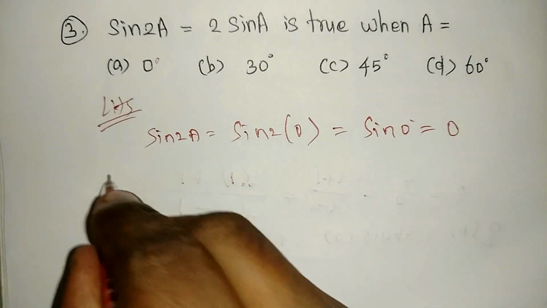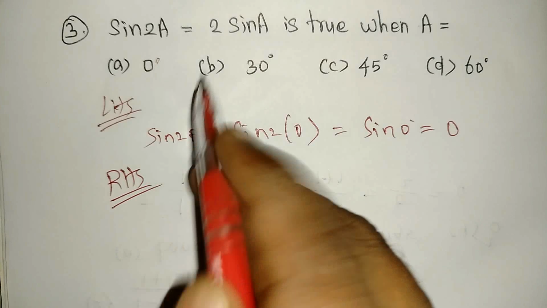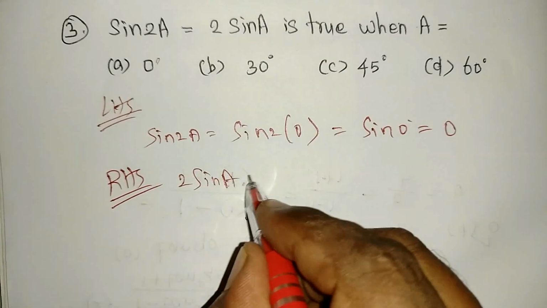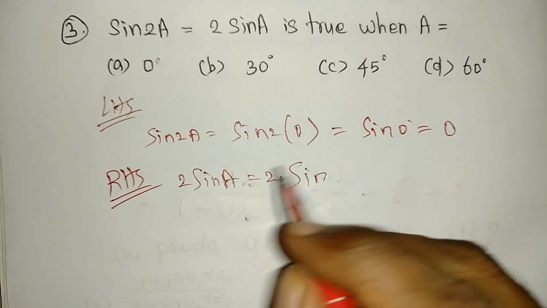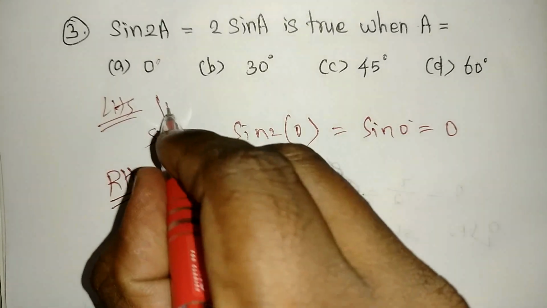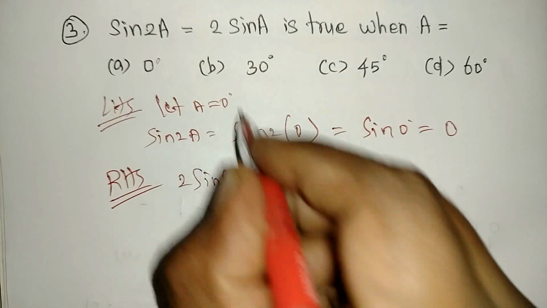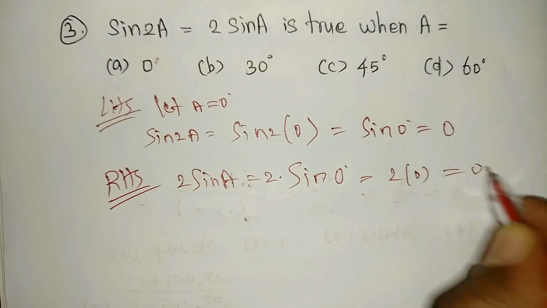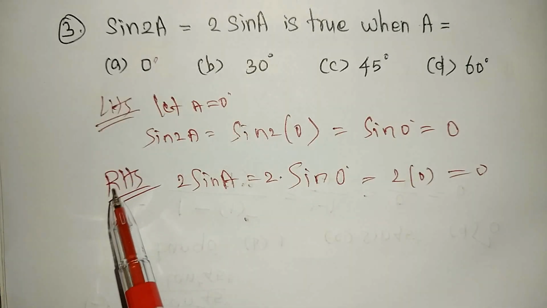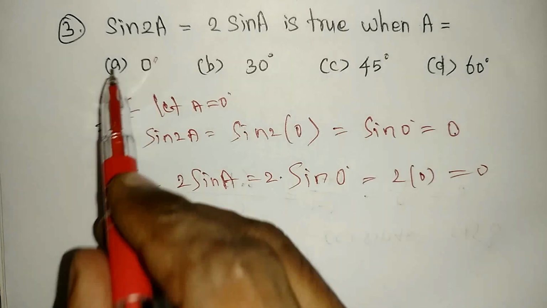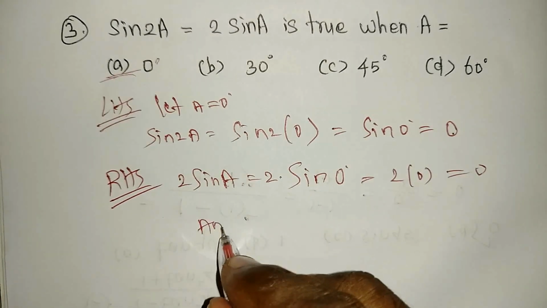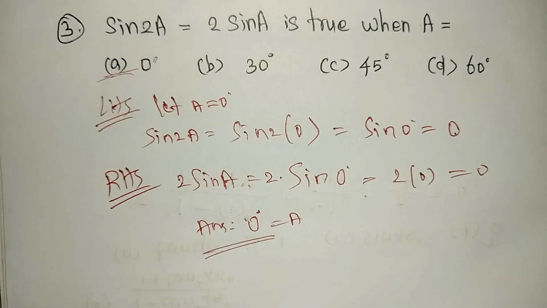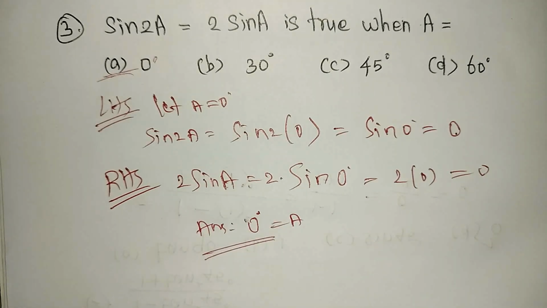That is the left hand side answer. Now we will go for the right hand side. Right hand side I have 2 sin A, which is equal to 2 into sin A, where I am taking A equal to 0 degree. So sin 0 equals 0, I said, 2 into 0 is 0. So both left hand side and right hand side we are getting equal answers. Then option A is right. Therefore the answer is A, 0 degree. That's it. So angle A equals 0. Now we'll go for the fourth one.